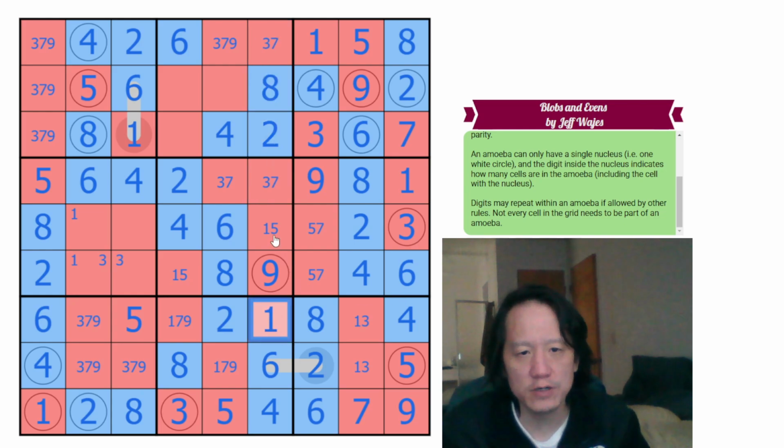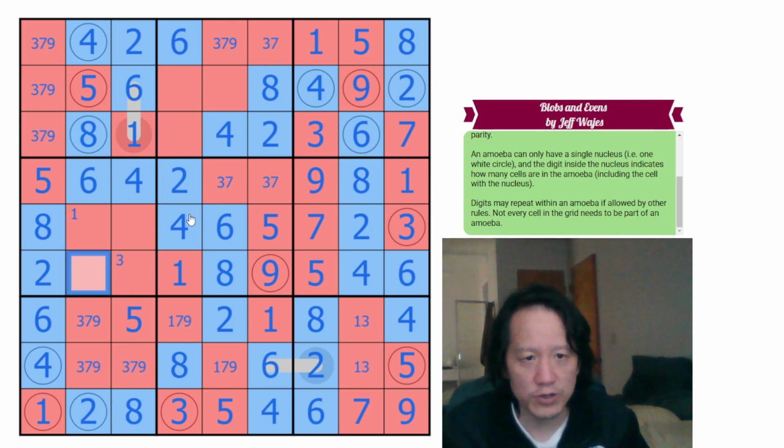Therefore, this must be 1, which forces this to be 5 and that to be 1. That also makes that a 7, and that's a 5. This can no longer be 1, so where's the 1 in column 2? It can only be here. So this is 1. These can't be 1 again because of this 1.